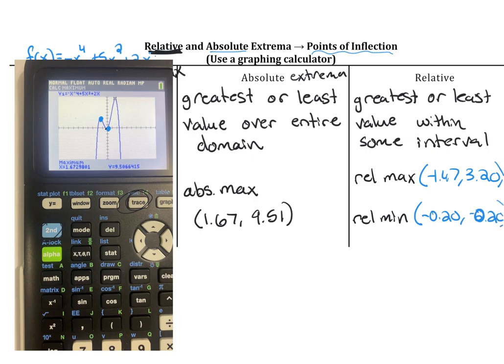So I know that's a lot of information, but there's your full video on describing end behavior of functions and then finding those points of inflection, relative, and absolute extrema.